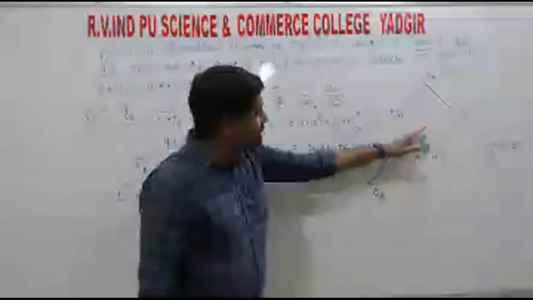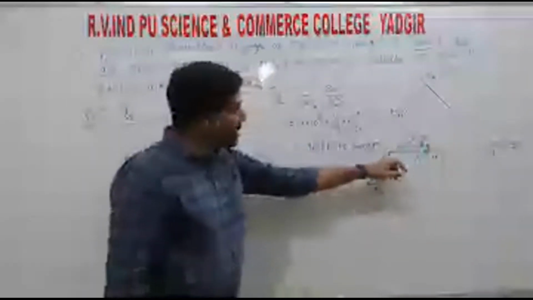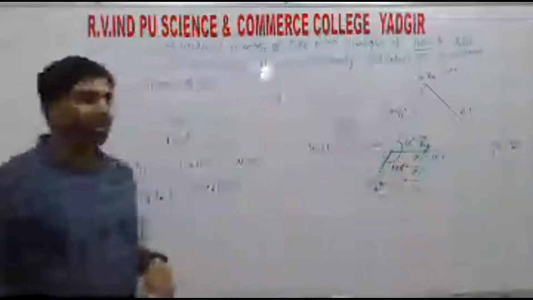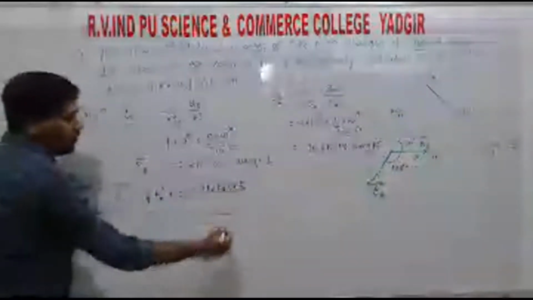So total angle is 180 degree. Out of 180, 60 is inside the triangle. Then this exterior angle becomes how much? This angle is 120 degree, right? So here theta becomes 120.